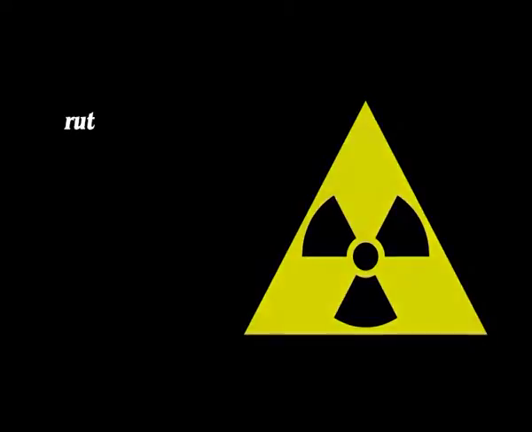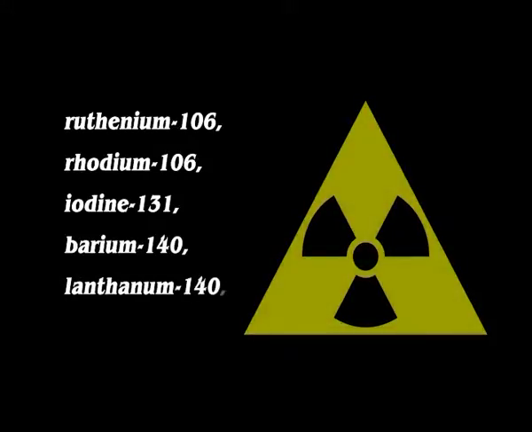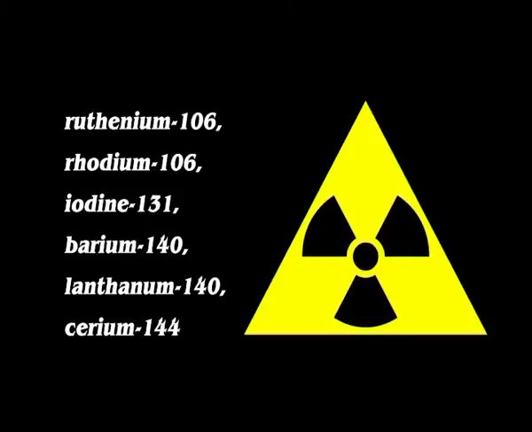The radioactive waste produced by nuclear testing laboratories and industries reaches the soil and accumulates there. Waste from nuclear reactors contains ruthenium-106, rhodium-106, iodine-131, barium-140, lanthanum-140, cerium-144, etc. All the radionuclides deposited on the soil emit gamma radiations that are harmful to soil as well as for organisms present there.